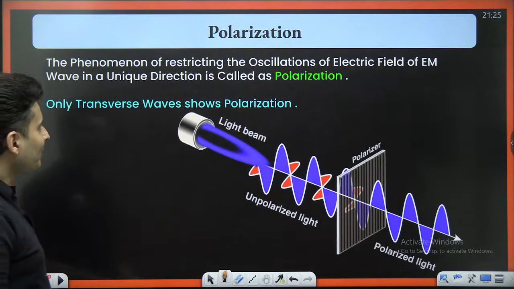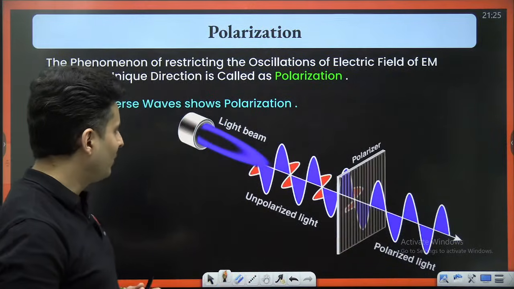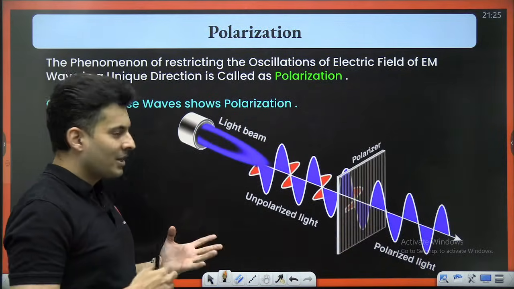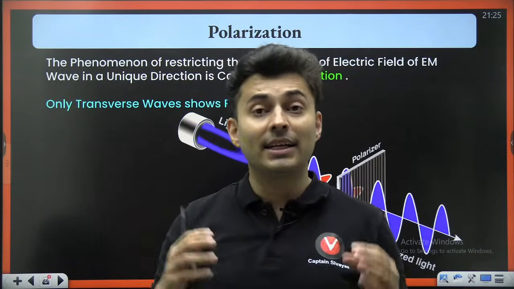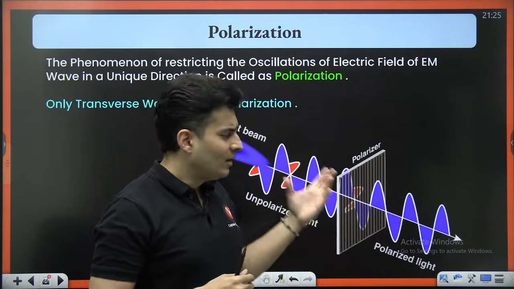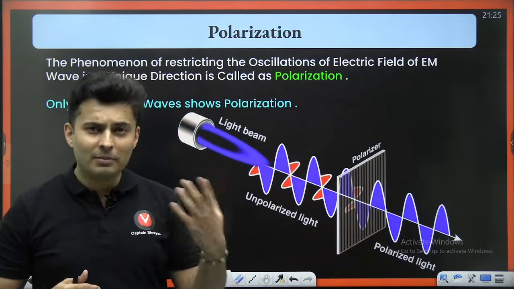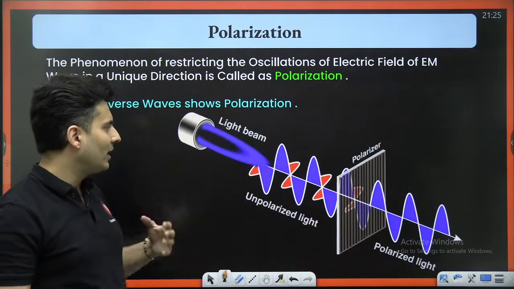Cool. Now let's go to the last part, and that is polarization. Very simple phenomenon. Light is a transverse wave, and a characteristic of a transverse wave is that it can be polarized, and a longitudinal wave like sound cannot be polarized. So what is the meaning of that? Let's understand it by a simple visualization.